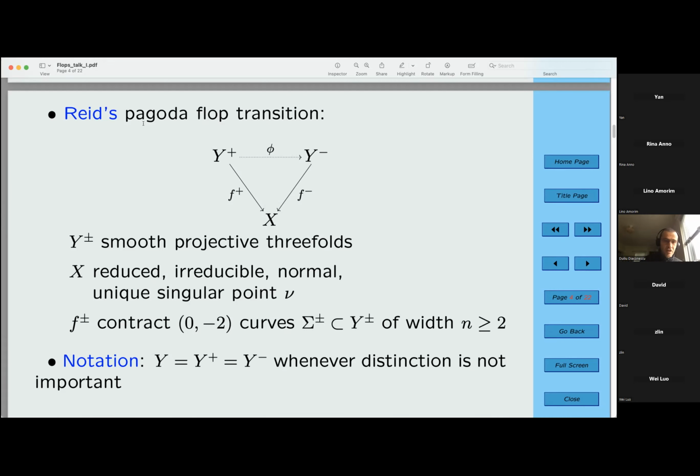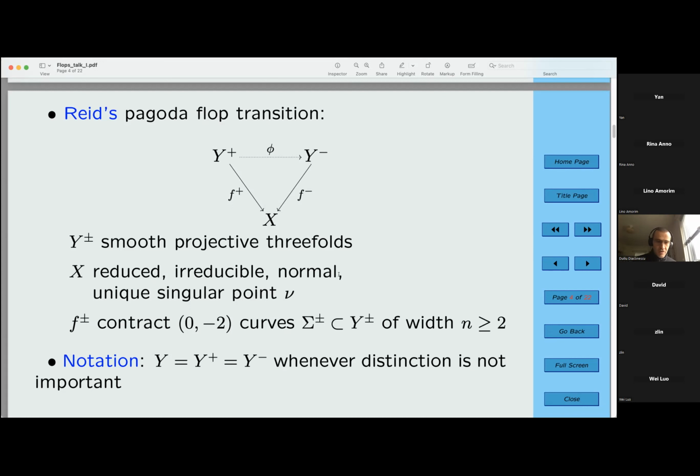These are transitions discovered by Miles Reid back in the 80s. You have 2 smooth projective threefolds. Everything is over complex numbers, which are equipped with 2 contraction maps down to the same singular threefold X with a unique singular point, satisfying some natural conditions: reduced, irreducible, normal, and so on. The important thing is that F plus and F minus contract (0, -2) curves.